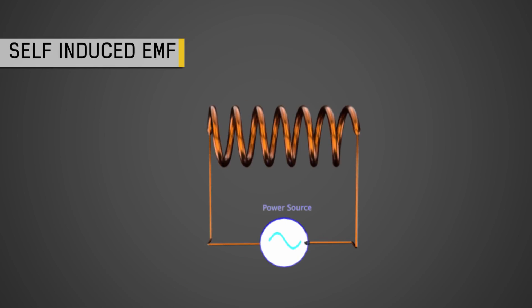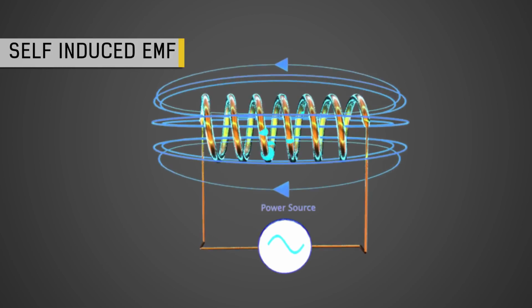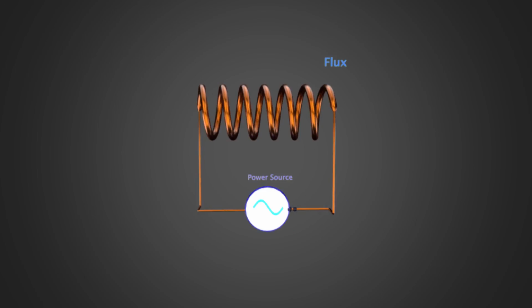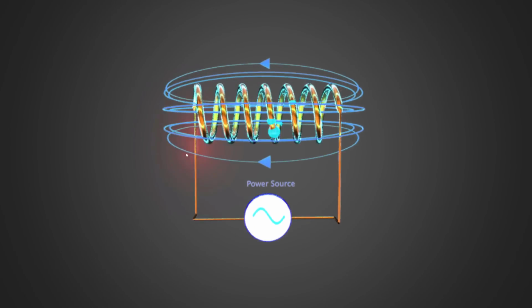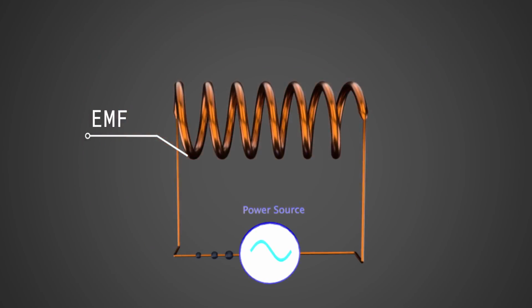Whenever the AC current flows through the coil, it will set up a varying magnetic flux in the coil, as we can see. So, what happens after this? According to Faraday's law, if there is a change in magnetic field linking with the coil, an EMF will be produced in that coil. So, the coil is capable of producing its own EMF. That's why we call it a self-induced EMF.